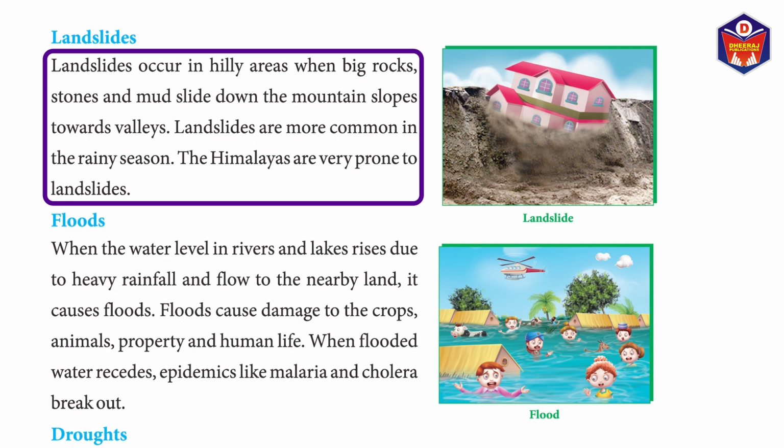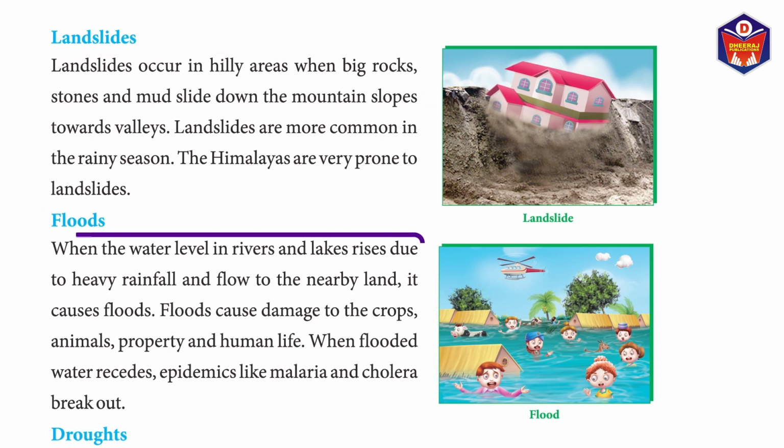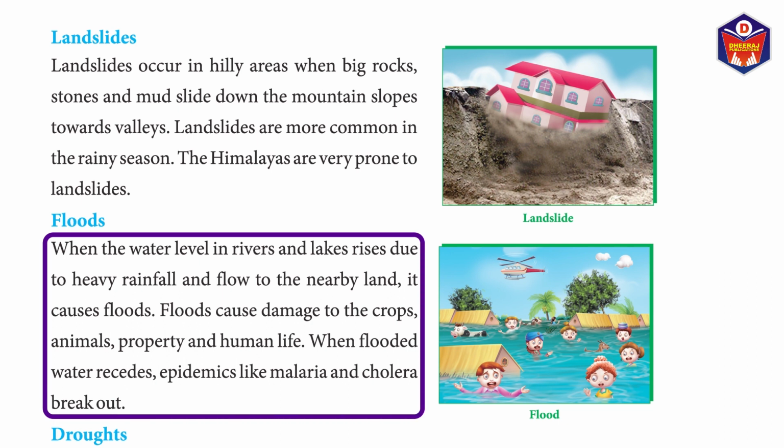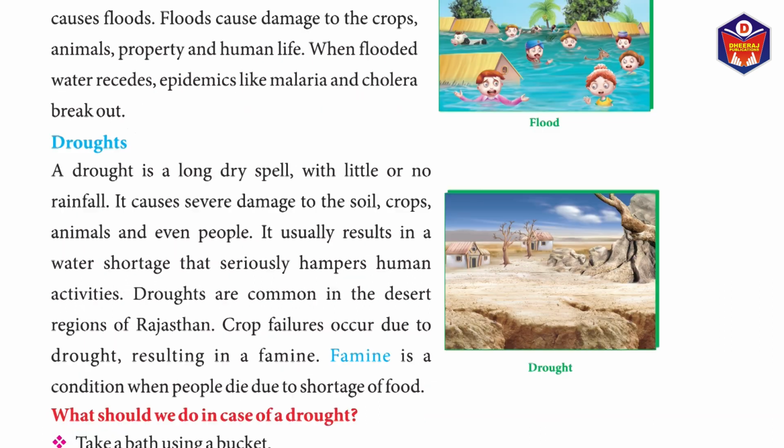The Himalayas are very prone to landslides. Floods. When the water level in rivers and lakes rises due to heavy rainfall and flows to the nearby land, it causes floods. Floods cause damage to the crops, animals, property, and human life. When flooded water recedes, epidemics like malaria and cholera break out.